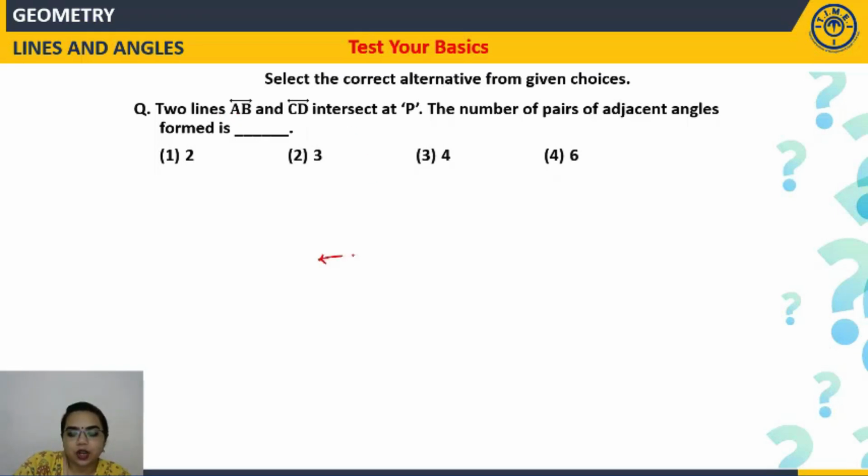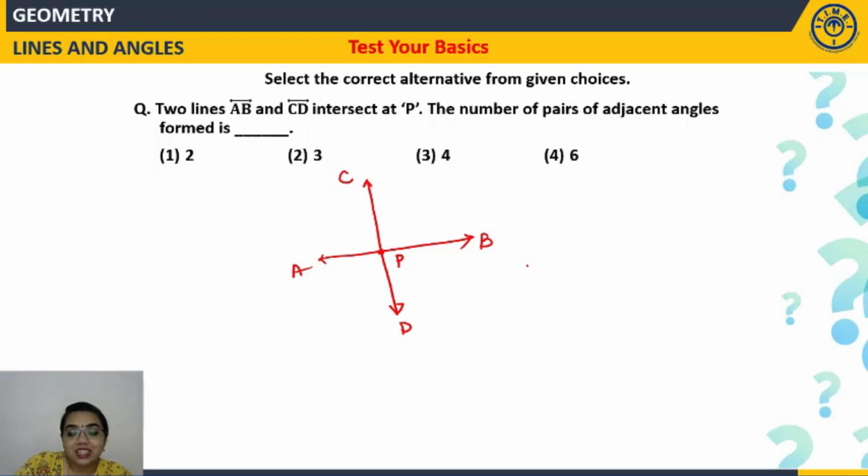Okay, let us draw the lines first. The lines AB and then we have CD. They are said to intersect at the point P. We have to check the number of pairs of adjacent angles formed. Now what are adjacent angles? Can you tell me the definition of adjacent angles?